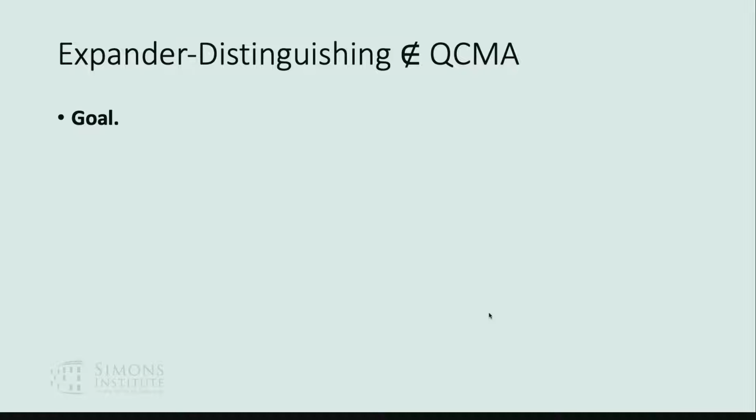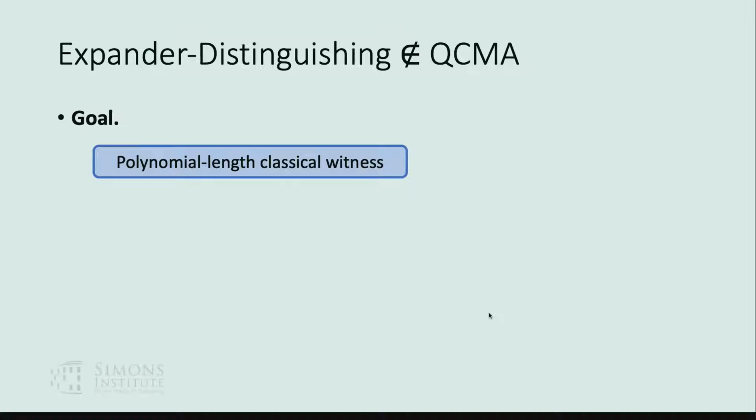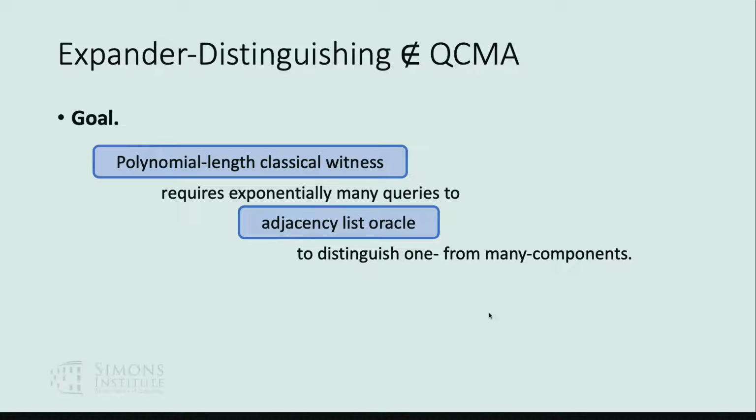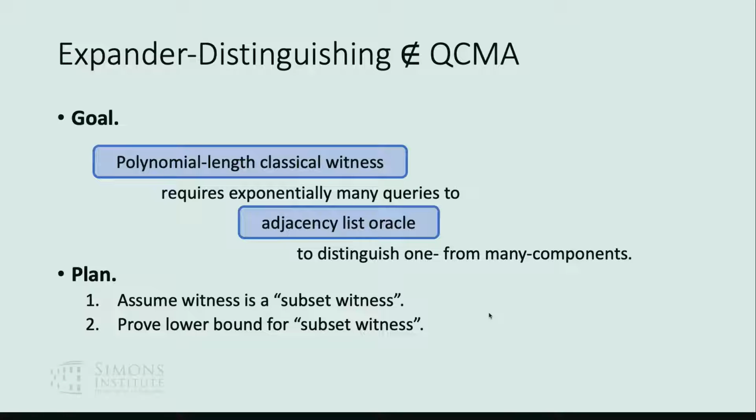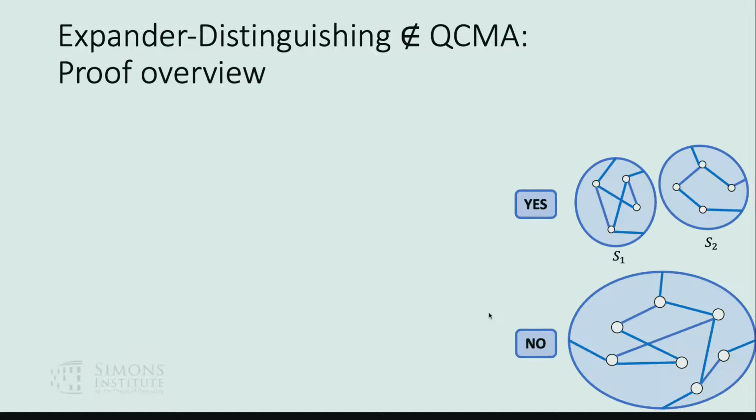So why is it not in QCMA? Let me rephrase the goal. If I give you a classical witness of this graph, this very large graph, then you need many queries to the adjacency list oracle to distinguish one from many components. So here is the plan. We're going to assume the witness I give you has some specific form, which is subset witness. Then we're going to prove a lower bound for this specific form. And then we're going to remove this witness assumption. We're going to boost this result from subset witness to general witness.